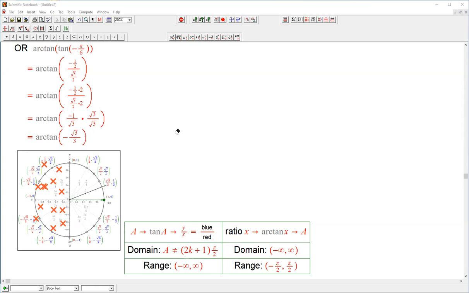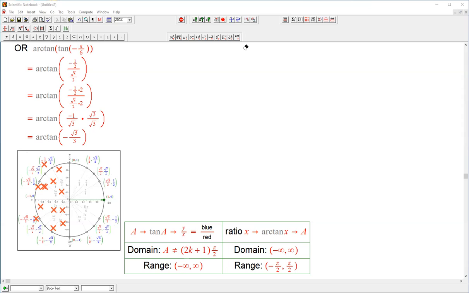Okay? With that consideration, which ratio will give us negative √3 over 3? Well, the blue divided by red is negative, so it has to be under, right? All of these give you a positive ratio, and all of these give us a negative ratio. So negative √3 over 3 corresponds to negative half divided by √3 over 2.